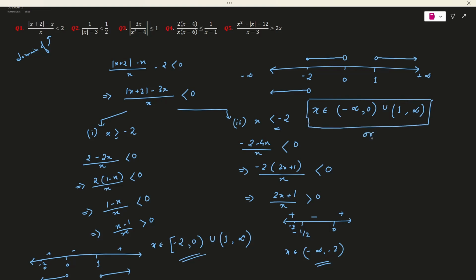This can also be represented as x belongs to real numbers except 0 less than or equal to x less than or equal to 1. That means x will belong to all the real numbers except when x lies between 0 and 1, including 0 and 1. All right, these two are the same thing. Okay, this is a moderate level question.